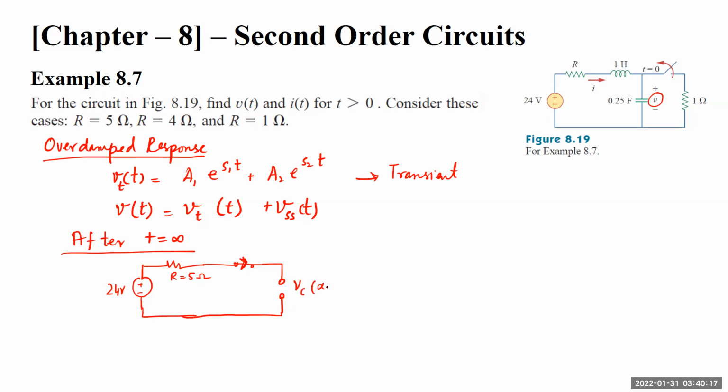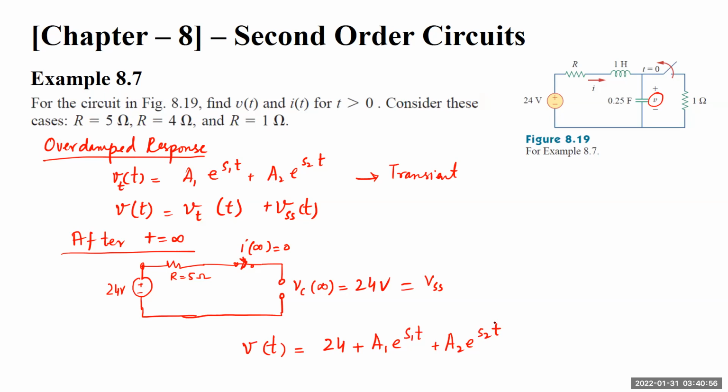So at infinity, this will behave as an open circuit. It means that it will be charged at this node voltage. So there will be no current flowing. So I at infinity will be 0. VC at infinity will be 24 volts. So this will be the V steady state value. So our overall response will be V steady state, that is 24, plus A1 e power s1t plus A2 e power s2t.